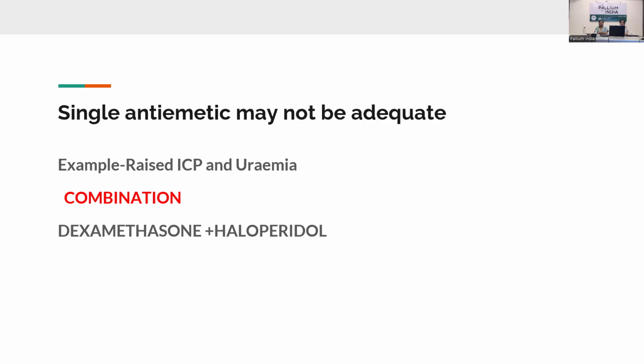And also, a single antiemetic may not be adequate. For example, in raised ICP, sometimes you have to use dexamethasone along with haloperidol. There is nothing like you can only use one. You can use two, but very cautiously, only if it is needed. Don't simply jump into combinations. You go for one first, and if it is not working, you go for a combination.